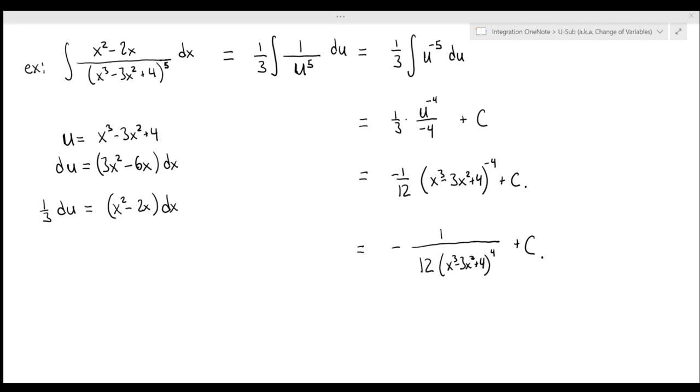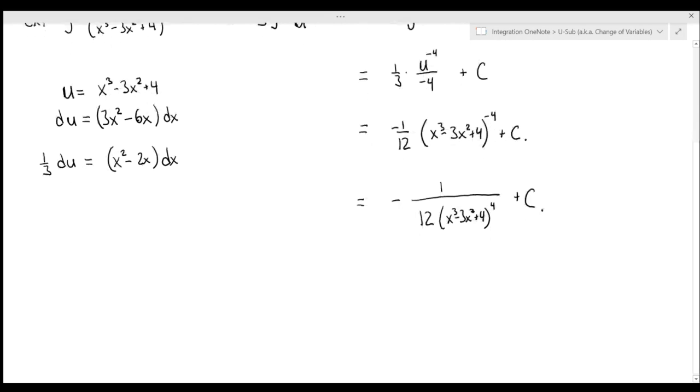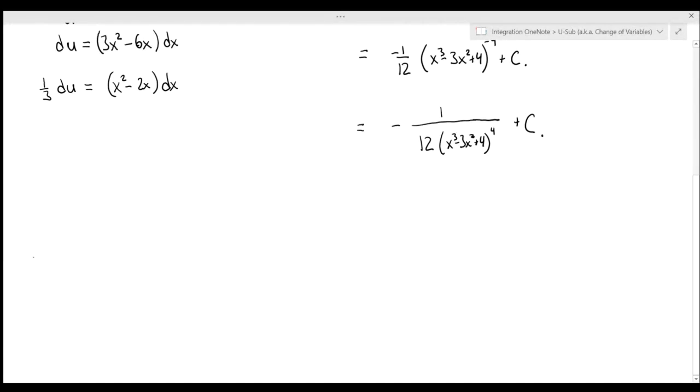Yeah, all right. So let's do another example right now. This time, let's do a definite integral. So I have the integral from 0 to 1 of x e to the x squared plus 3 dx.